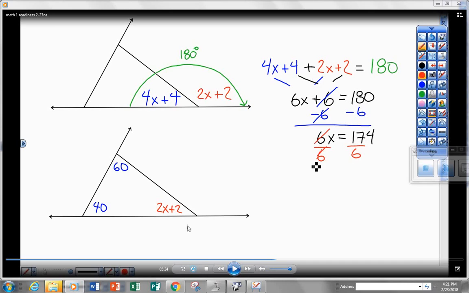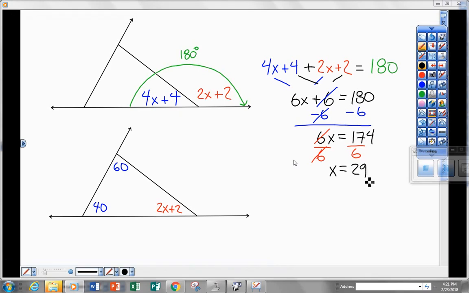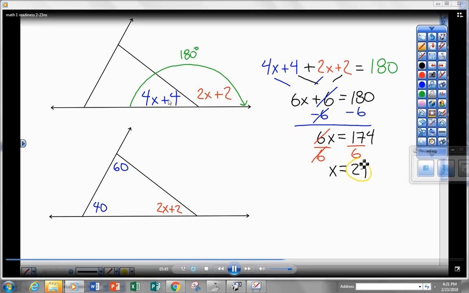All right, so continue on this problem here. Dividing both sides by 6 gives me x equals 39, I believe. Oh, I'm sorry, 29. So now to find these angles, I'm going to take that 29 and plug it in here and do the math, and also plug it in here and do the math to get those actual angles.